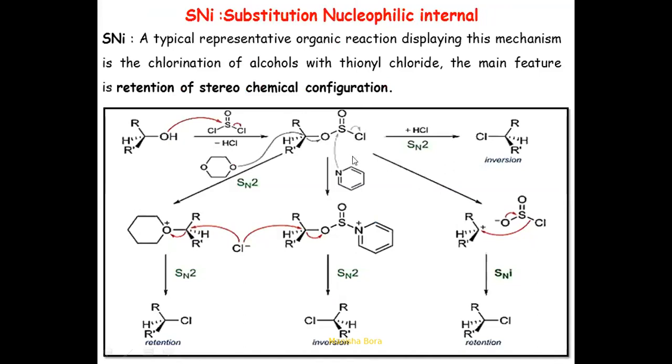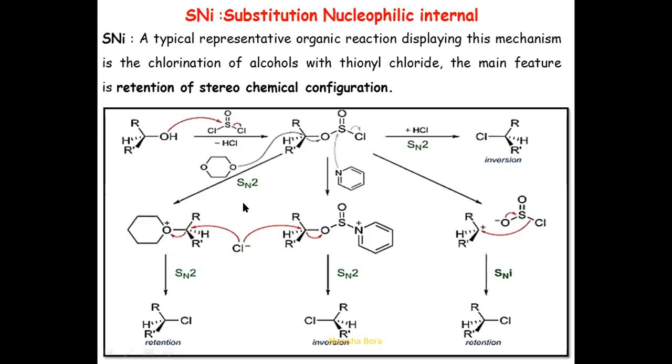SNi indicates it is an internal nucleophilic substitution. Some people also call it an intramolecular nucleophilic substitution reaction. This is a special type of substitution reaction which is very rarely observed, in which generally alkyl chlorides are obtained from alcohols. And the speciality of this particular reaction is that it goes by retention of configuration.